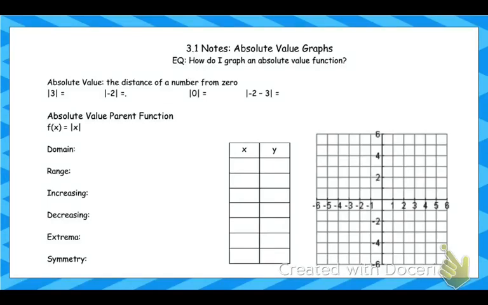Hi guys. So today we're going to look at absolute value, and we're going to look at the graph of the absolute value function. So to start, just a quick review of what absolute value actually is. Absolute value is a number's distance from 0.